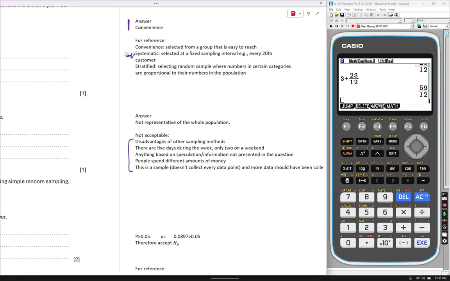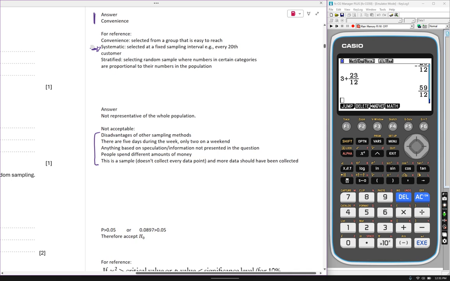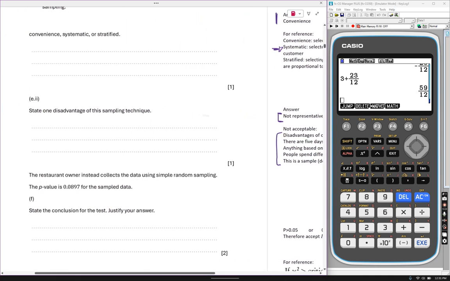If you said there are 5 days during the week and only 2 on a weekend, that wouldn't give you a mark. Anything based on speculation or information that's not presented in the question. If you said people spend different amounts of money, or if you said that this is a sample, so it doesn't collect every data point, and that more data should have been collected, that last one is a very common response. So the only correct response here is that it is not representative of the entire population.